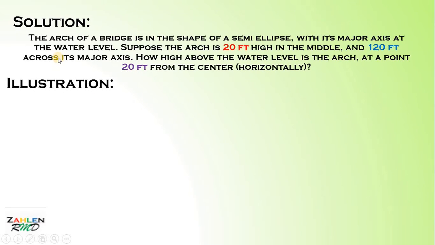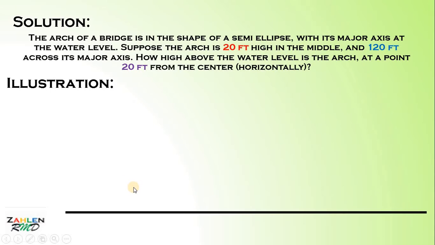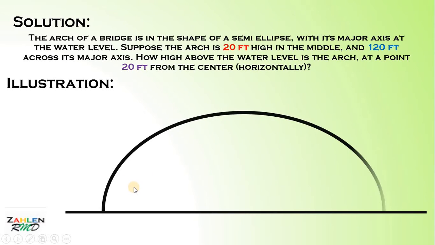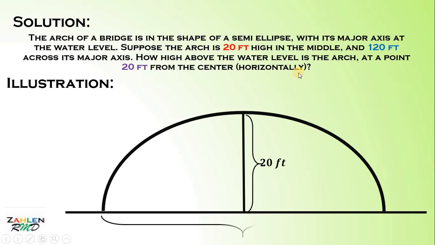The arc of the bridge is in the shape of a semi-ellipse, with its major axis at the water level. So let's start with a horizontal line, and we need to draw an ellipse. Next, suppose the arc is 20 feet high in the middle and 120 feet across its major axis. So we have 20 feet high and 120 feet across. Now wait a second, where's the bridge?